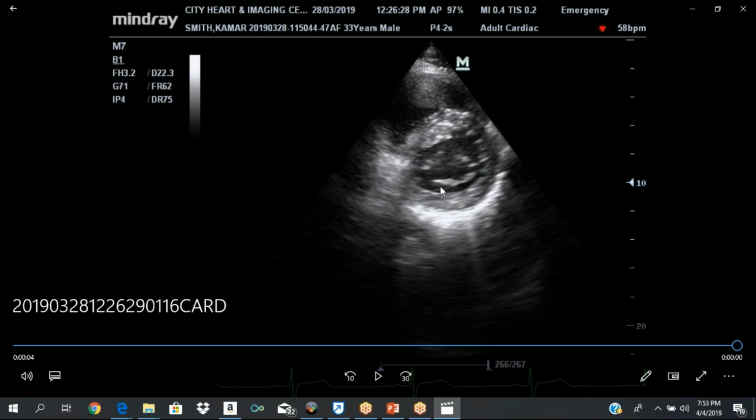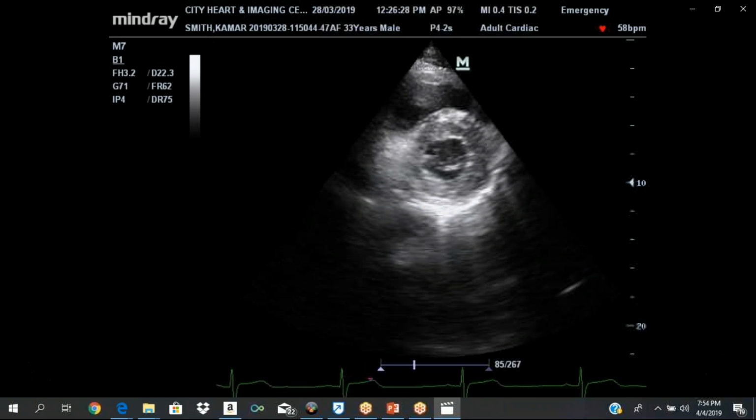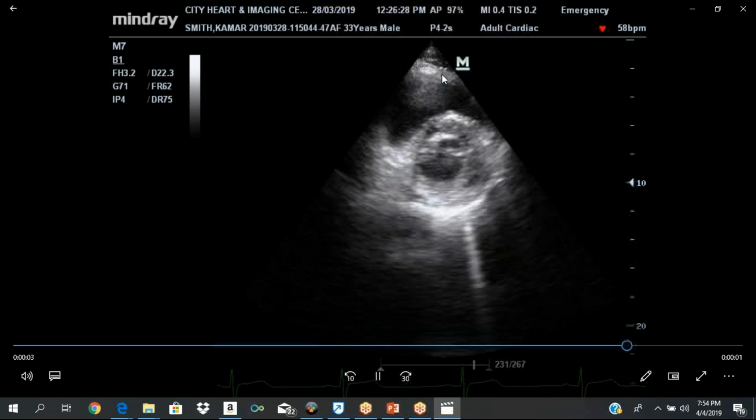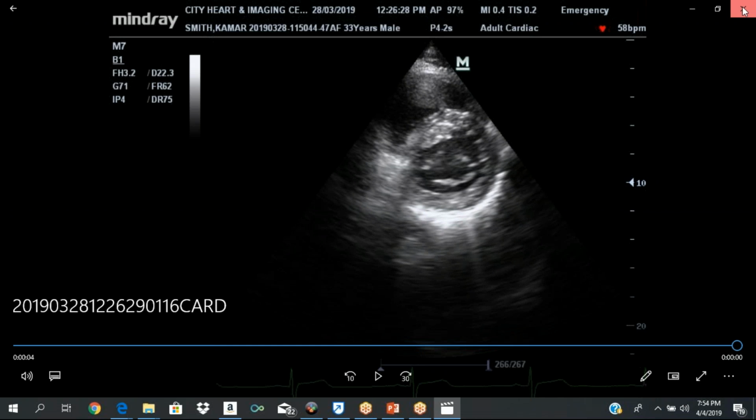So this is your mitral valve inside. This is the LV cavity. The mitral valve is right there, the anterior leaflet. This is your inferior wall, the lateral wall, and your septum. So the anterior wall, inferior wall, lateral wall, septum, anterior leaflet, and this is your posterior leaflet of the mitral valve. So that's short axis at the base.